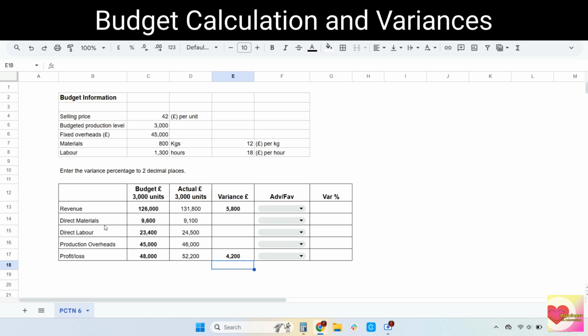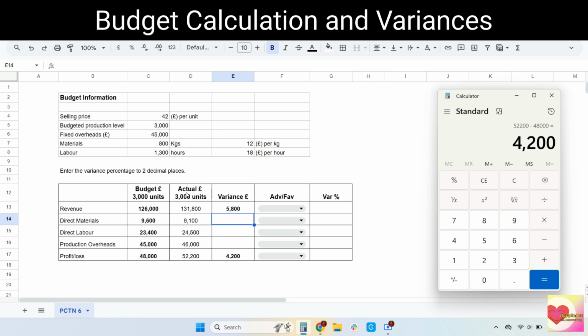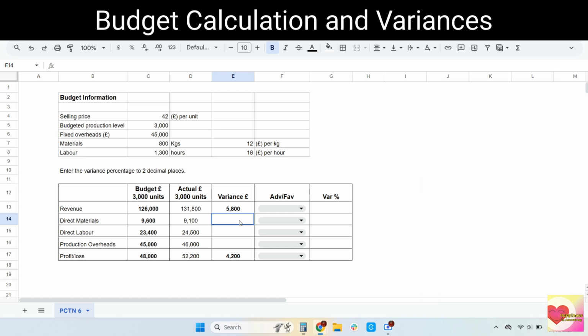Now for the cost, which are these three, let's calculate them the exact opposite way as we calculate the revenue and profit or loss. So it will be budget minus actual. Let's start with direct materials. From the budget, 9,600 minus the actual, which is 9,100, and we got 500. So this is our direct materials variance.